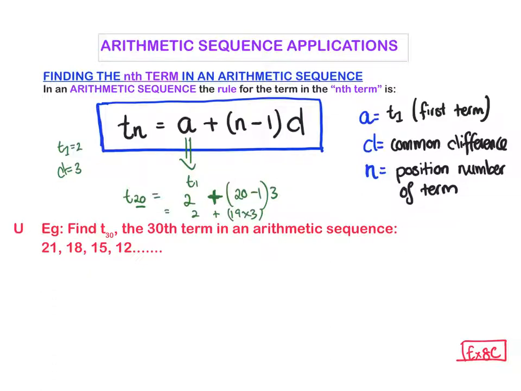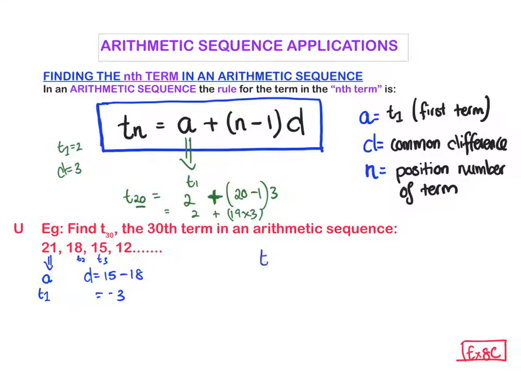So if we look at this one, it says find T30, the 30th term, in an arithmetic sequence here. Can you see they've given me A? That's A because that's the first term I've been given. Yeah? And let's say we need to work out the difference. So what's the difference? I might just use this one. I'm going to say 15 minus 18. So the difference is -3.